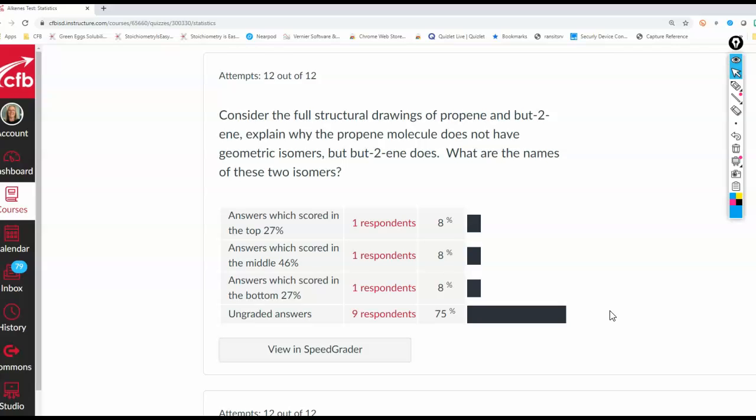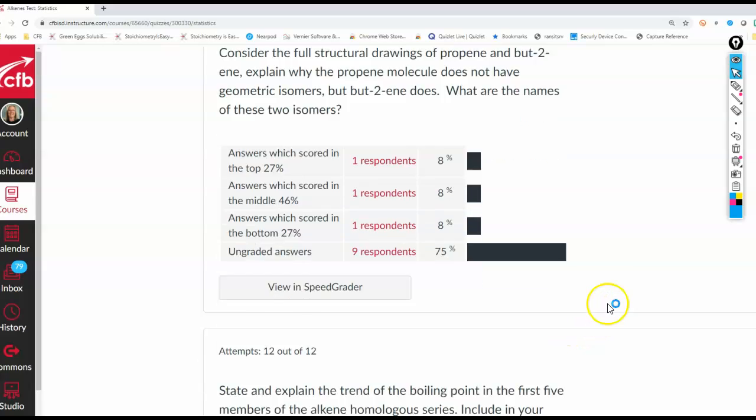So then what are the names of these two isomers? Butene would have two isomers. One of them would be cis-butene or cis-2-butene, and the other one would be trans-2-butene. And so those are the two geometric isomers.